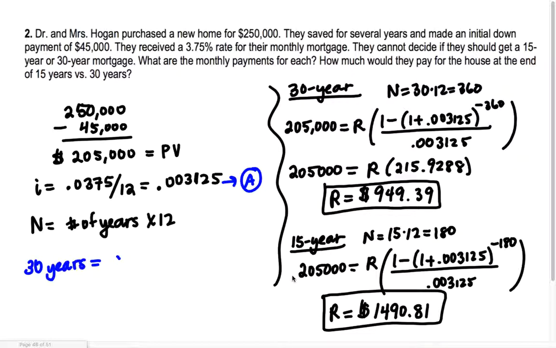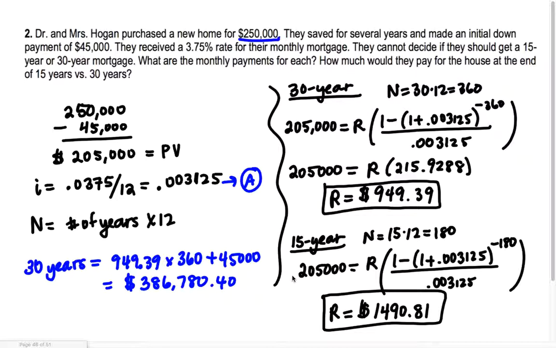So for 30 years, we would take that $949.39 and multiply by how many times am I making payments for 30 years? 360. And then I also added my down payment, which was $45,000, right? So they end up paying $386,780.40 for a $250,000 home.